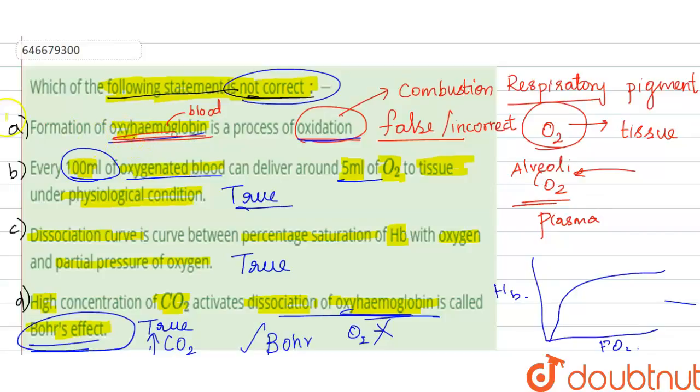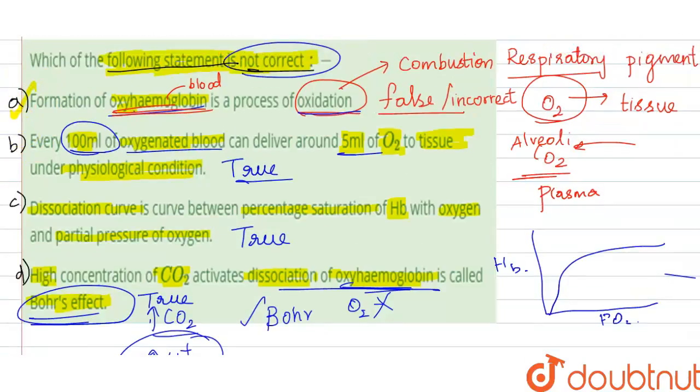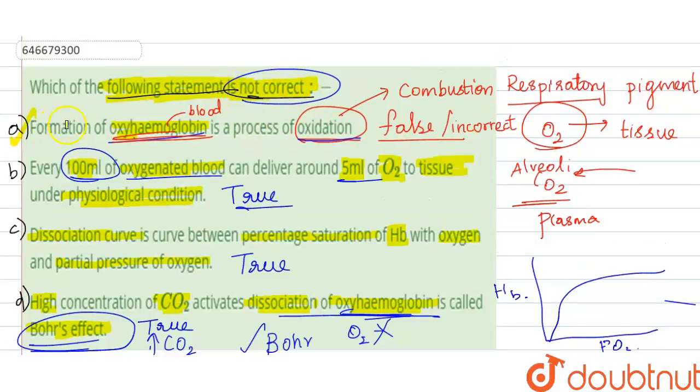So which is the right answer here? Option A is the right answer, because we are asked which of the following statements is not correct. Formation of oxyhemoglobin is a process of oxidation? No, it is not a process of oxidation. So this statement alone is incorrect, the false statement. So option A is the right answer for this question.